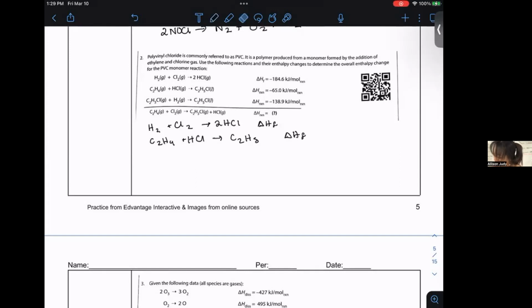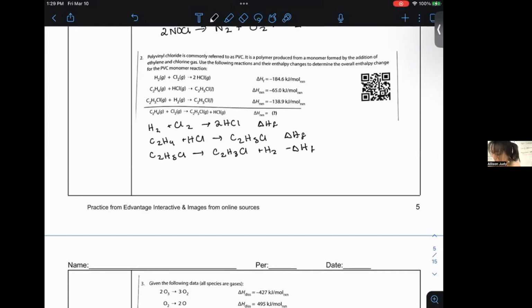And then for the last one, I'm going to flip it because I want my C2H5Cl to cancel out and I want to end with C2H3Cl with a ratio of 1. So I'm just going to flip it. So it becomes C2H5Cl goes to C2H3Cl plus H2. So it's going to become negative H of F.